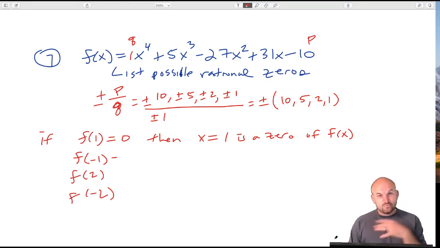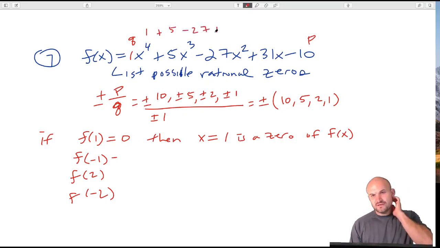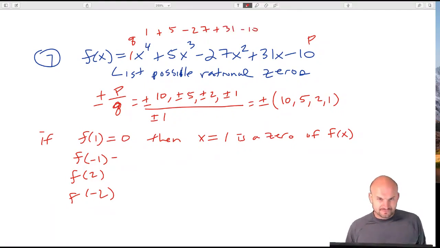Now, once you find a zero, you're going to want to use synthetic division or long division. Actually, let me see if I can figure out maybe 1 or negative 1 in my head. So that would be 1 plus 5 minus 27 plus 31 minus 10. So that would be positive 21. Okay, so f of 1 does work.